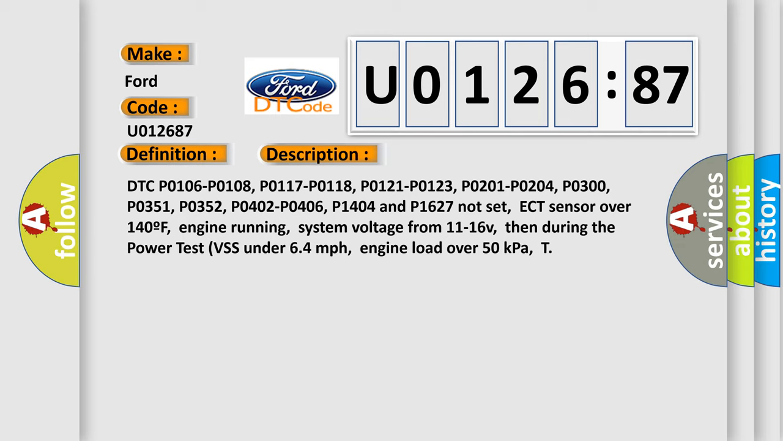DTC P0106, P0108, P0117, P0118, P0121, P0123, P0201, P0204, P0300, P0351, P0352, P0402, P0406, P1404 and P1627 not set, ECT sensor over 140F, engine running, system voltage from 11 to 16V, then during the power test VSS under 64 miles per hour, engine load over 50 kilopascals.